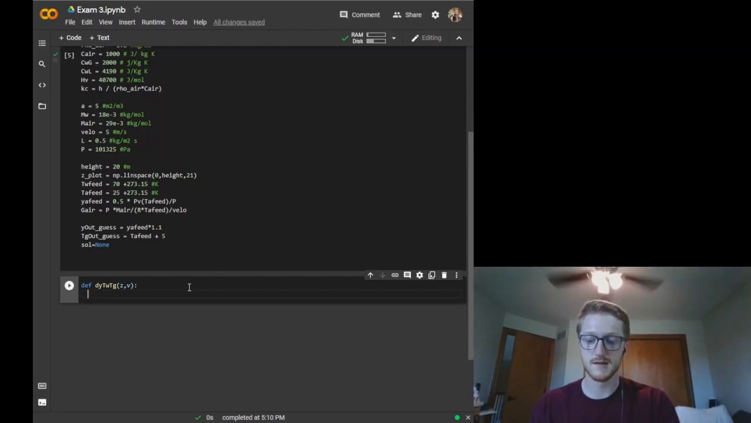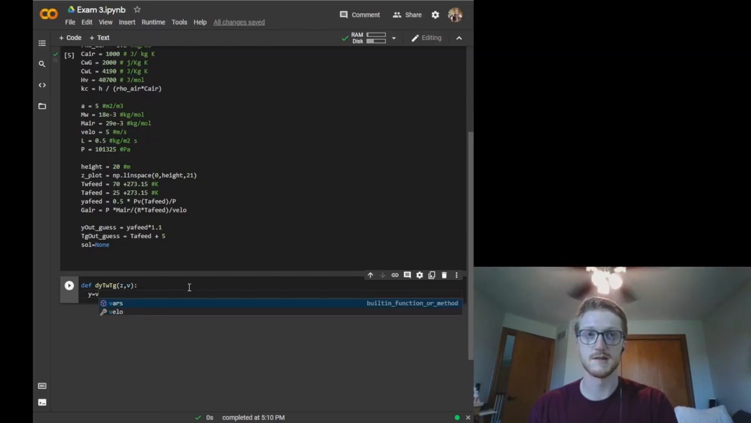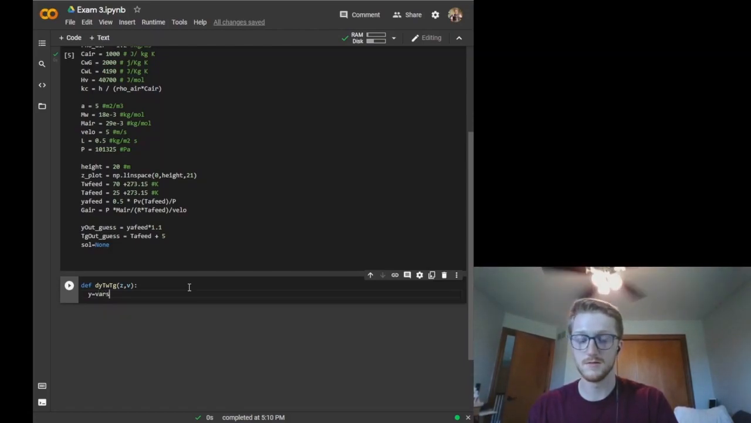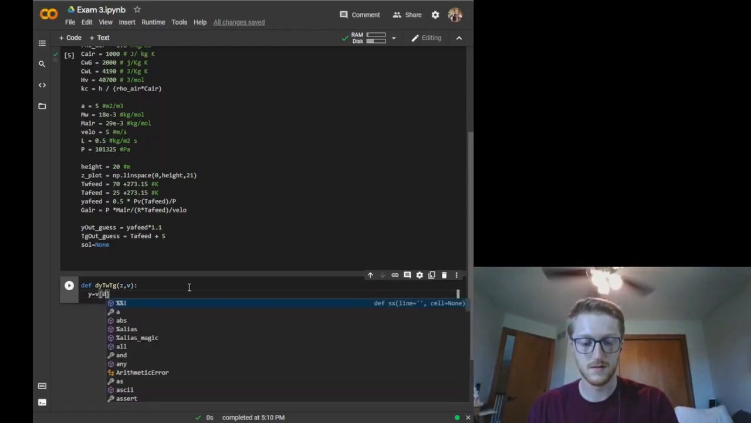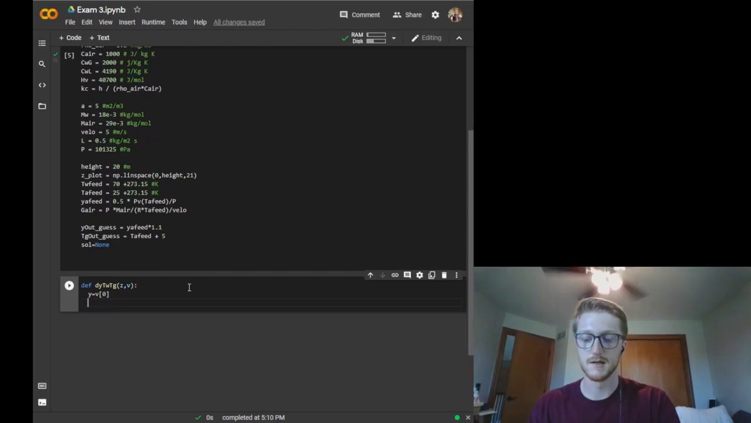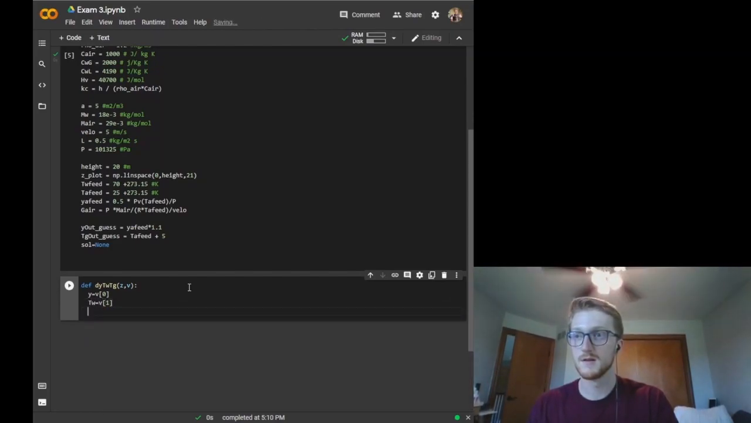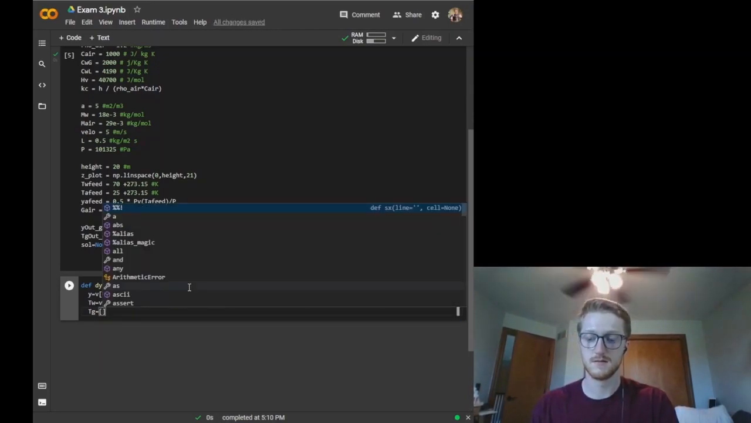And then, just for simplicity later on, so I don't have to constantly keep doing it, in brackets we'll say that the y value, or the mole fraction, is equal to the first value in the array. The temperature of the water is equal to the second value, and the temperature of the gas is equal to the third value.